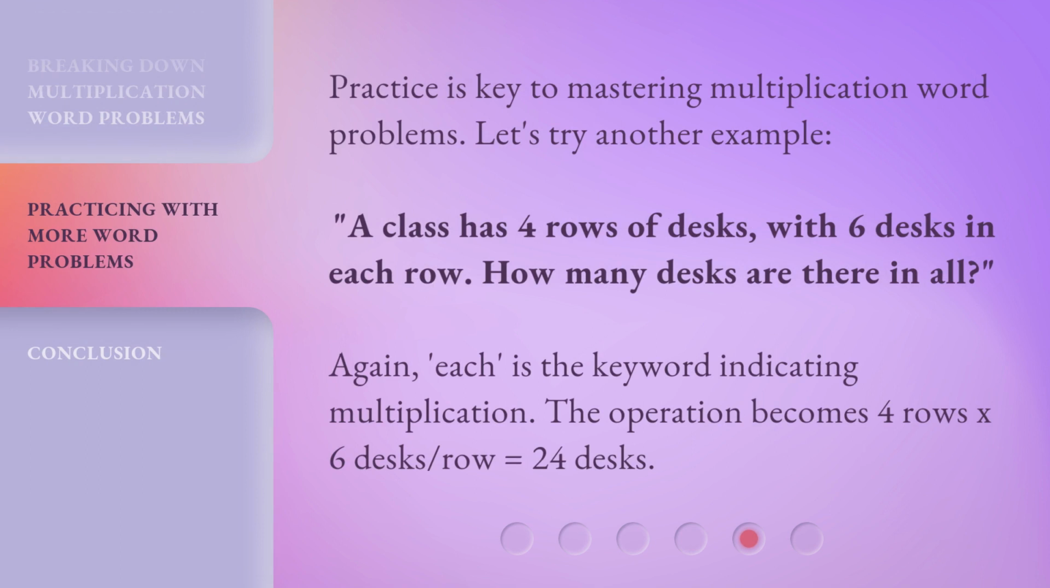Practice is key to mastering multiplication word problems. Let's try another example. A class has 4 rows of desks, with 6 desks in each row. How many desks are there in all? Again, each is the keyword indicating multiplication. The operation becomes 4 rows times 6 desks per row equals 24 desks.